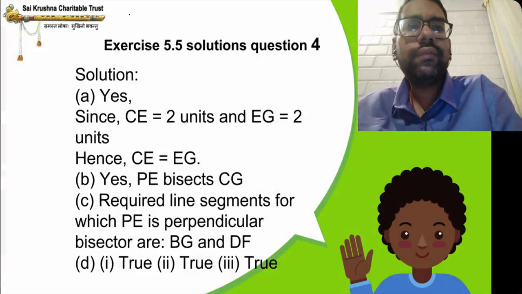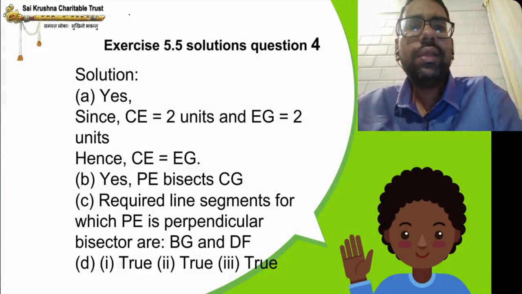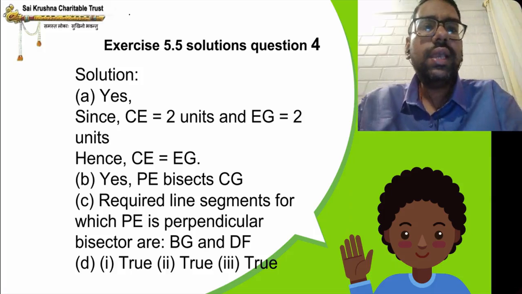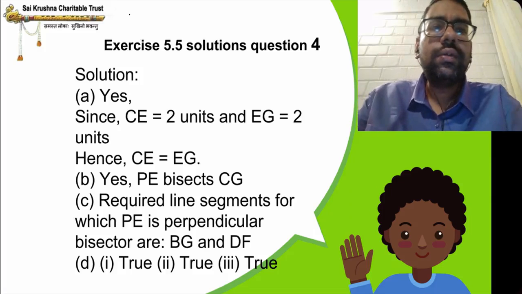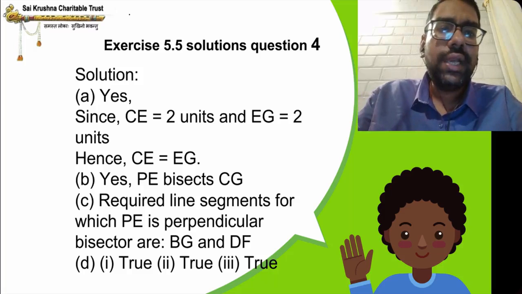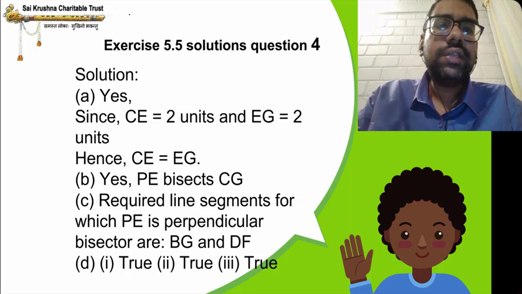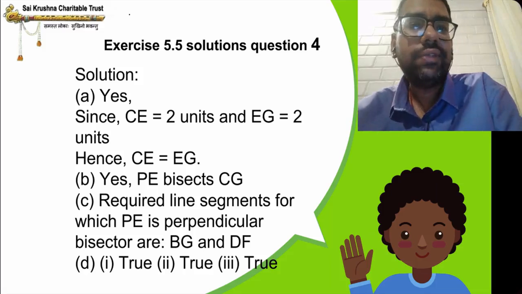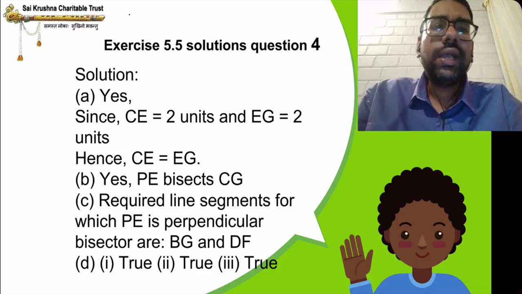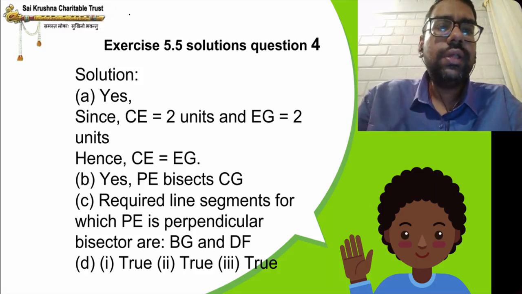Solution for question 4, exercise 5.5. Yes. Since AC is equal to 2 units and EG is equal to 2 units, AC is equal to EG. For question B, the answer is yes, P bisects CJ. For C, the required line segments for which P is the perpendicular bisector are BG and DF. So the answer for question D is: first one true, second is true, third is also true.